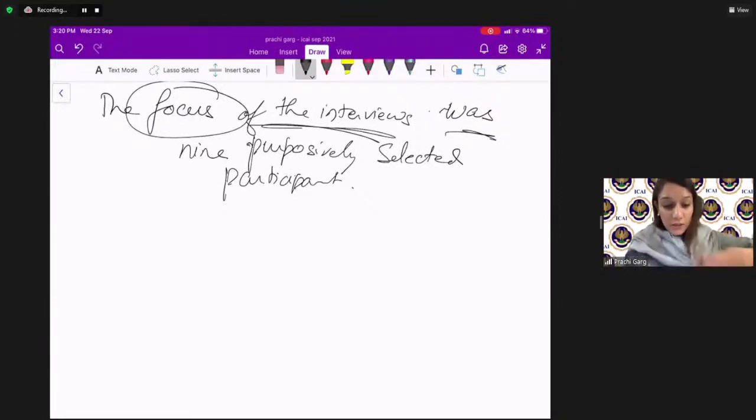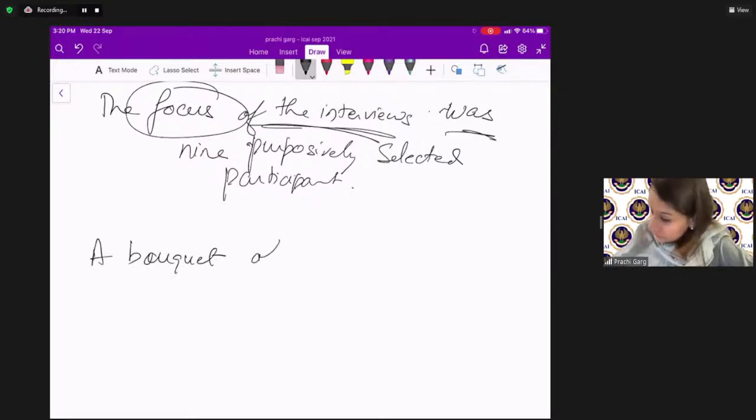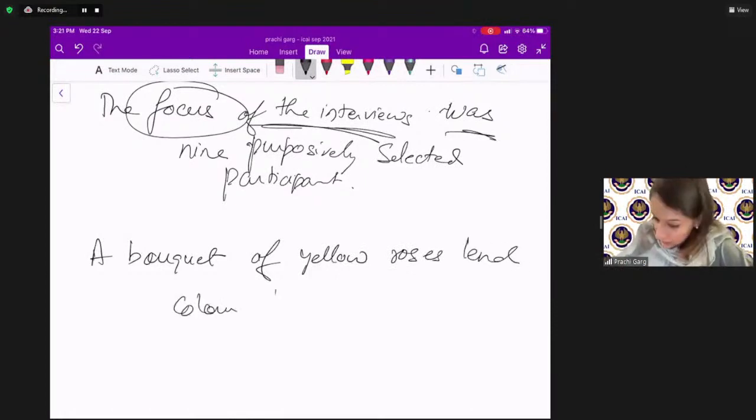Okay. So, for example, a bouquet of yellow roses lent color to the room. First, tell me the prepositional phrase here.